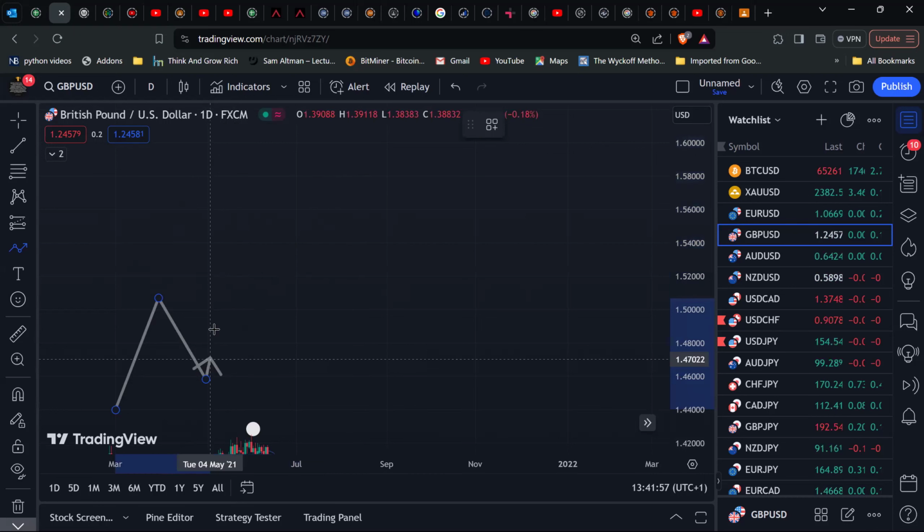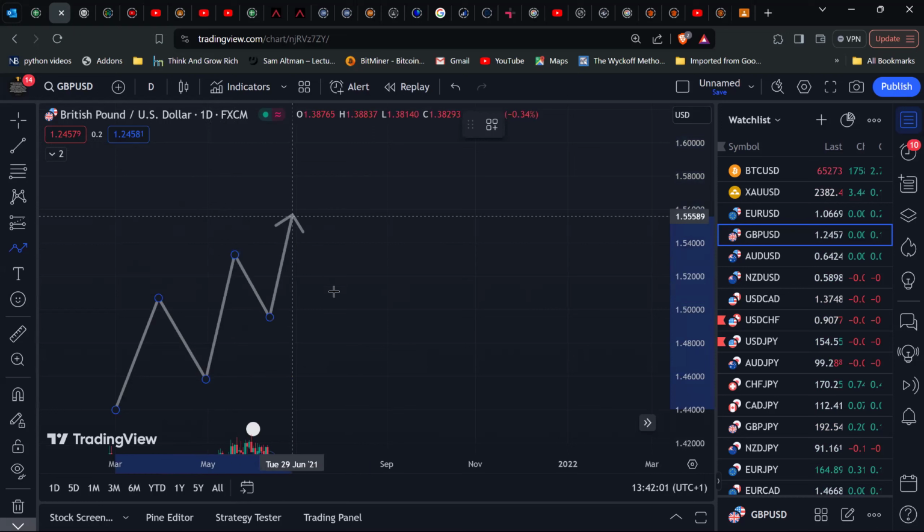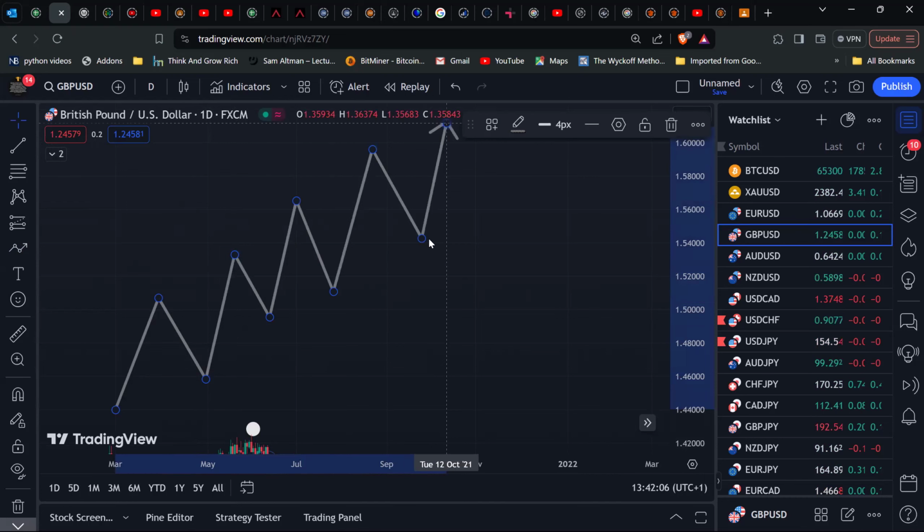Most likely what you'll see is it will do something like this, where it makes higher highs and higher lows, and higher highs and higher lows, until it gets to the actual destination it wants to move. So instead of going from low to the destination in a straight line, price does this. And the reason it does this is because price cannot just move from point A to point B.